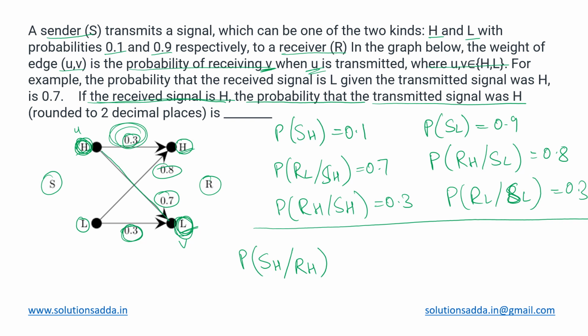No, it's not. This branch is representing the probability that H was received given that H was sent. This is the reverse of that. We want the probability that H was sent given that H was received. So both are different, but they are closely related. We can derive one from the other. How do we do that?